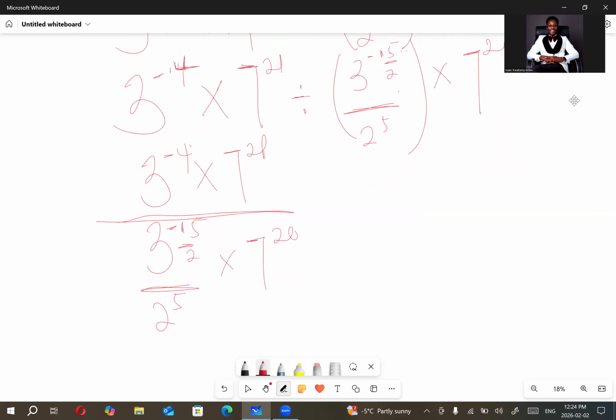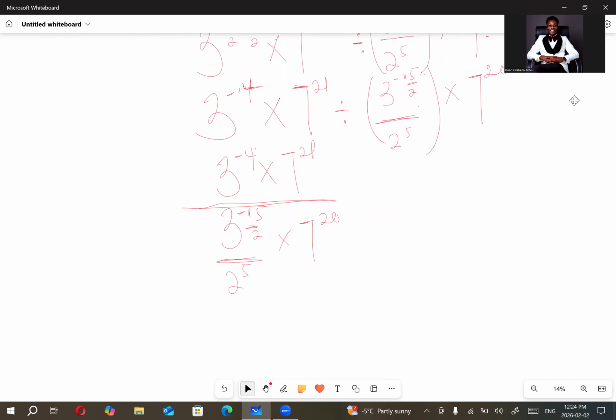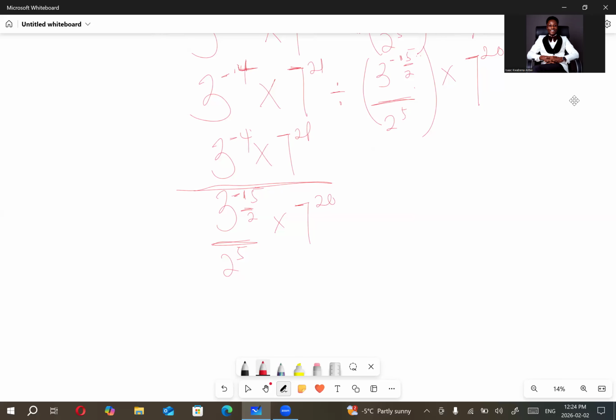Let's do with the division part and let's see something. So we would have 3 exponent negative 4 times 7 exponent 21.